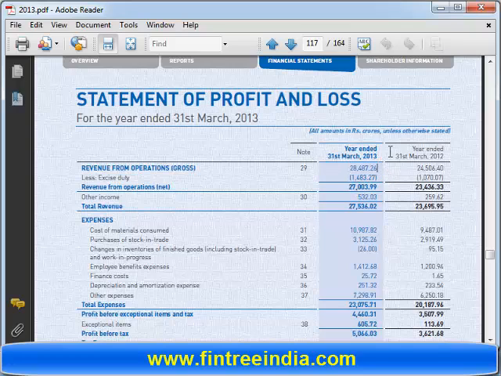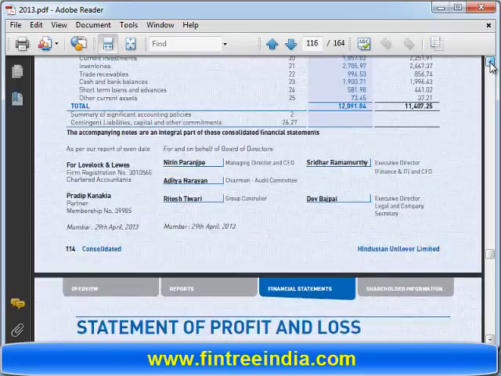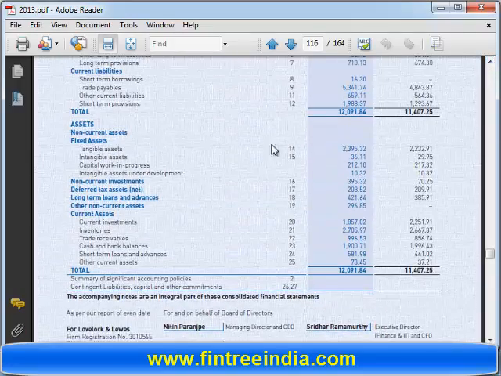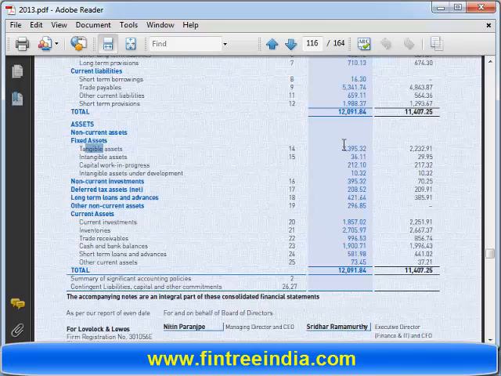28,487.26 divided by, let's take only the tangible assets here, 2395.32. That gives 11.89. And is it good or not good? Is it a good ratio? Good number, 11? Yes? No?